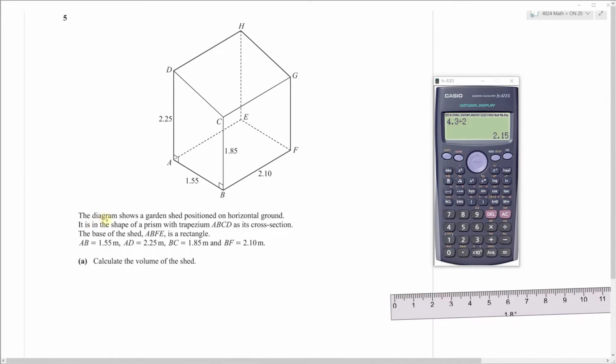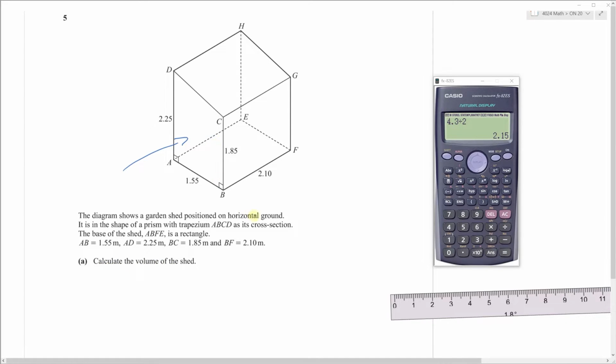Question number 5. The diagram shows a garden shed positioned on horizontal ground. It is in the shape of a prism with trapezium ABCD as its cross section. So this face here, ABCD, this is a trapezium. The base of the shed ABFE is a rectangle. So this is a rectangle on the base or the floor. And then you're given these lengths. Part 1 is calculate the volume of the shed.